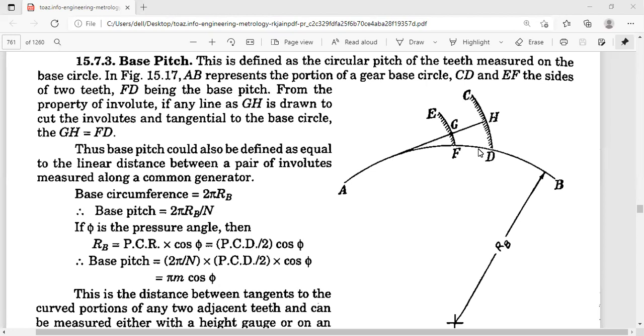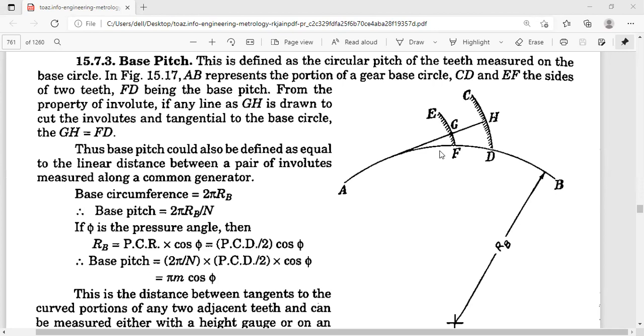Therefore, what is the definition of base pitch? Base pitch can be defined as the linear distance between a pair of involutes measured along a common generator. So what is the base circumference here? What is circumference actually? 2 pi r, no? So the base circumference is equal to 2 pi rb, where rb is the base circle radius.